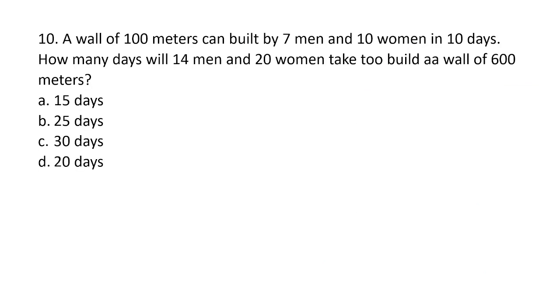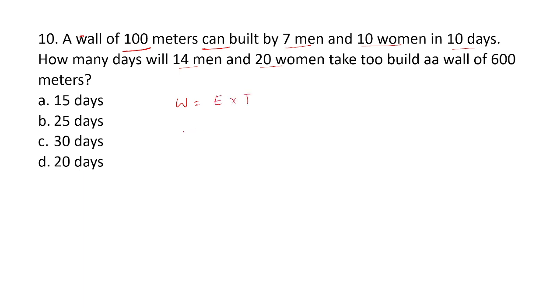Nice. So again, this is a problem on time and work. It is given this way, guys. A wall of 100 meters can be built by 7 men and 10 women in 10 days. How many days will 14 men and 20 women take to build a wall of 600 meters? So simple, guys. We know that work equals efficiency into time.